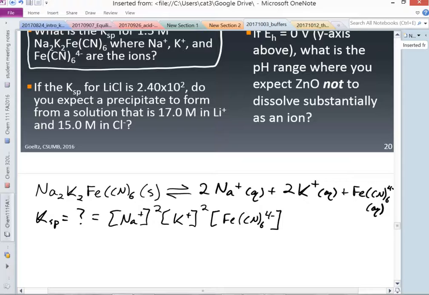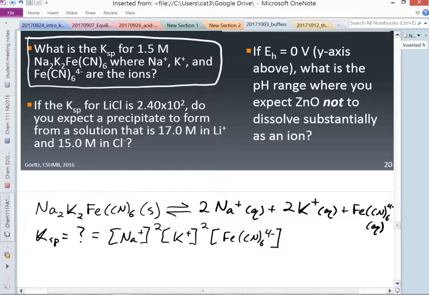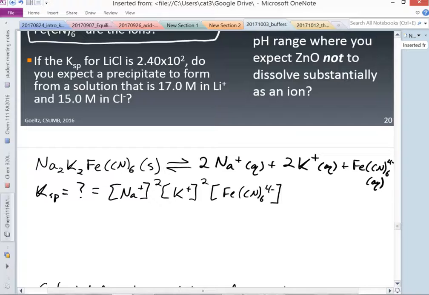But I do have one more piece of information. It's 1.5 molar. 1.5 molar in what? Yeah, whichever chemical has the coefficient of 1. That's right. So some people see this directly, some people like to do this with an ice table. Either way is fine.